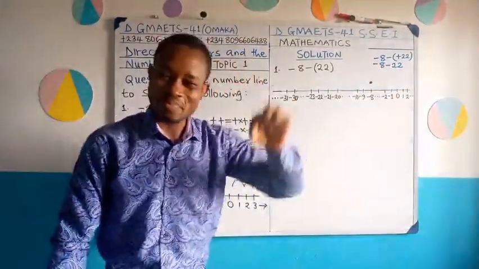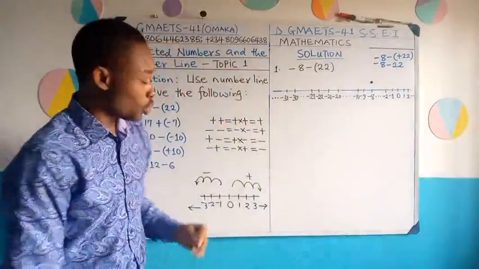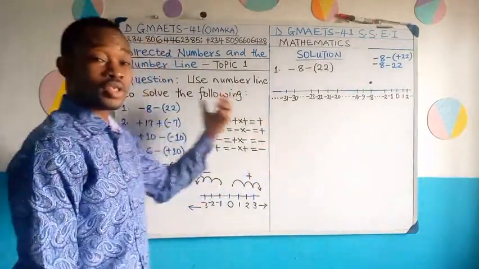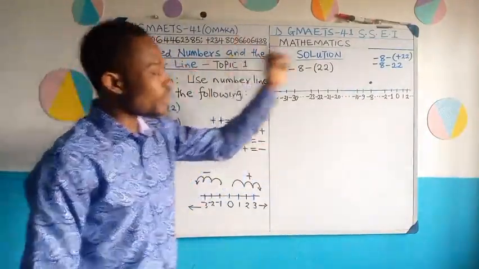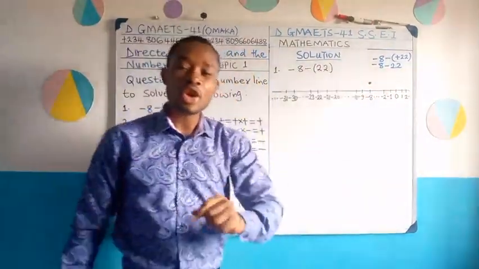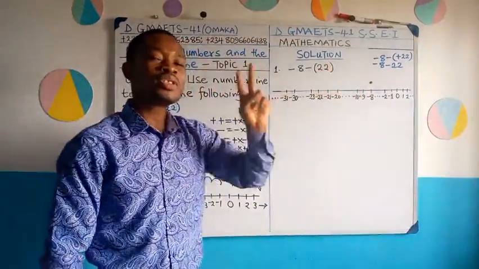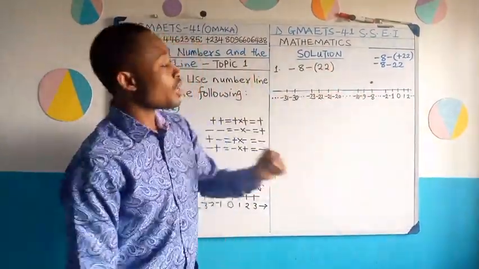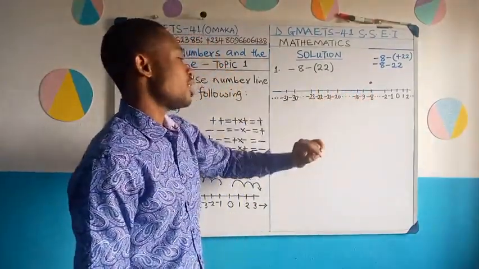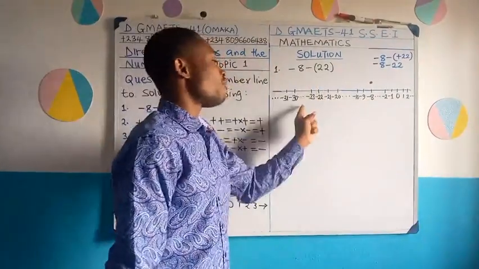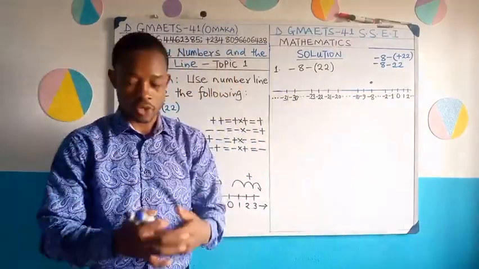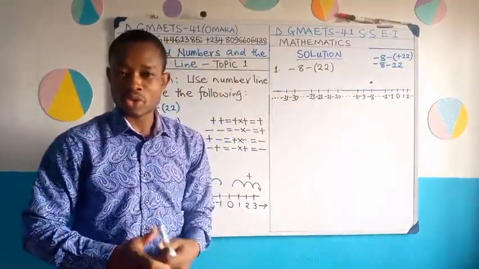Minus 22. Remember I told you on the number line, if you have minus, it means that the direction is towards the left. Is that not so? So with this minus 22, it is telling us to move to the left 22 times. So what I'm going to do is to move from here to the left 22 times. The number it is going to fall on will become the answer that we are looking for. So are you ready for us to move 22 times?